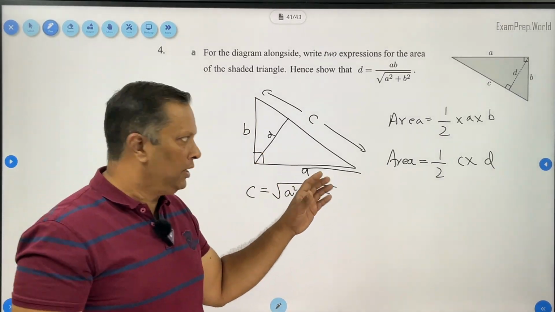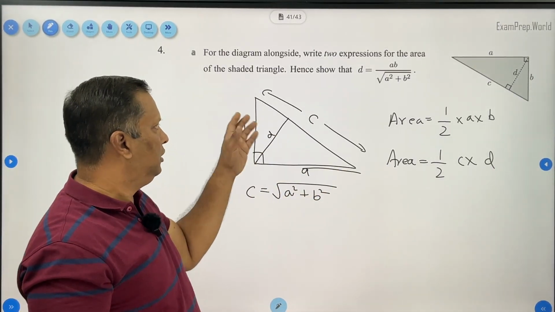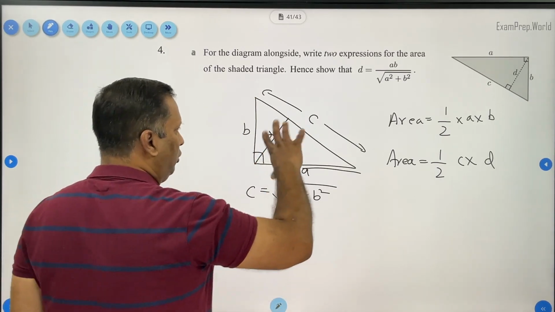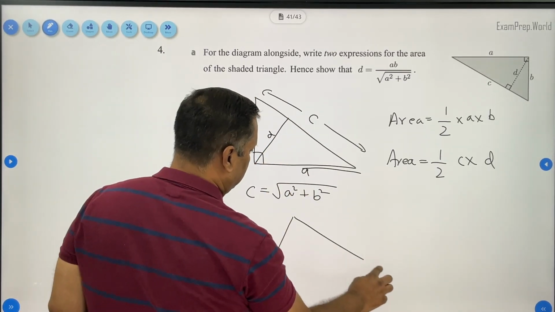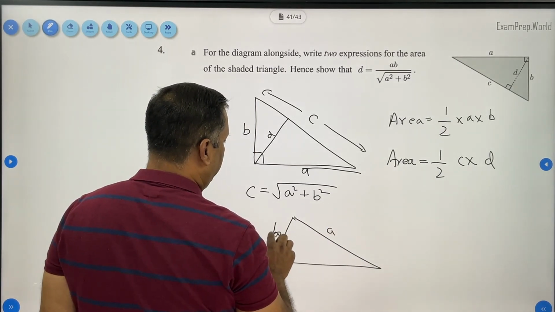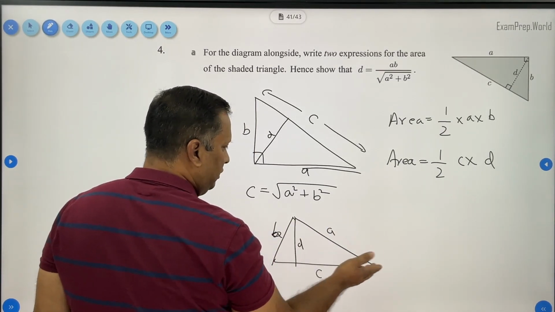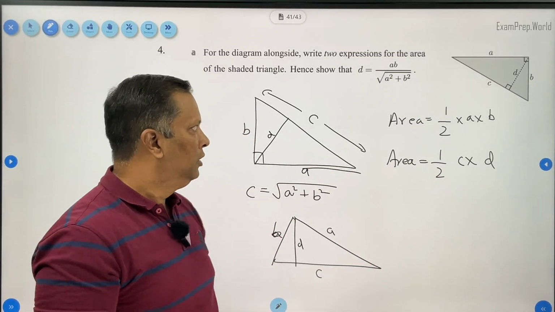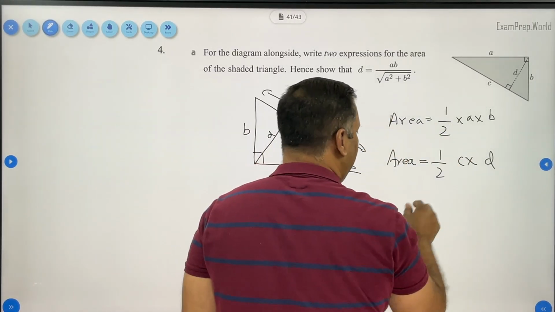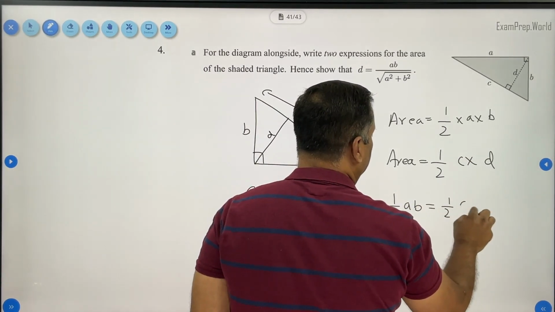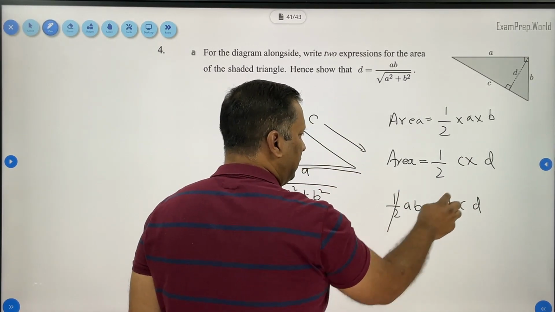It is the area of the same right angle triangle, once using the adjacent sides and once using the hypotenuse and this height. You rotate the whole triangle: A, B, C, D. This becomes base, this becomes height. That's what I have done here. Both are the area of the same triangle, so we can equate them. Half AB is equal to half CD. Cancel the half.